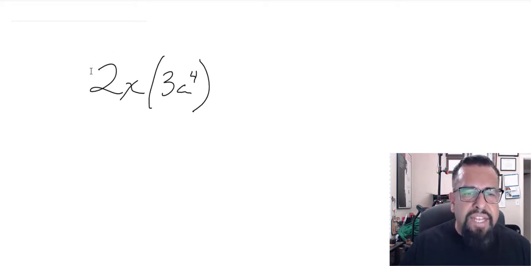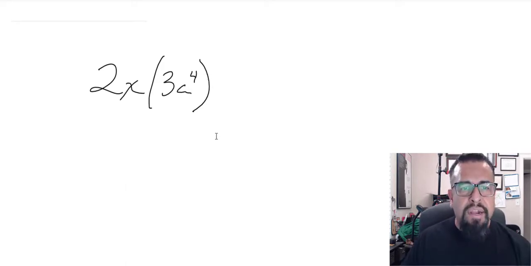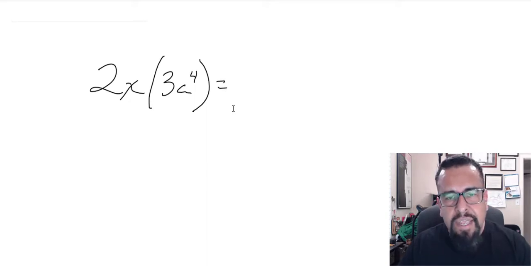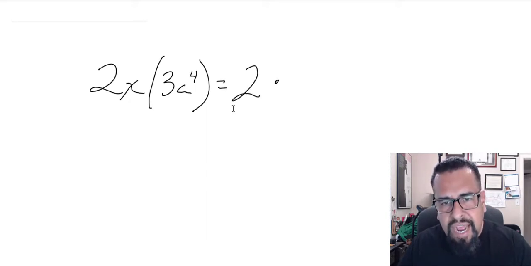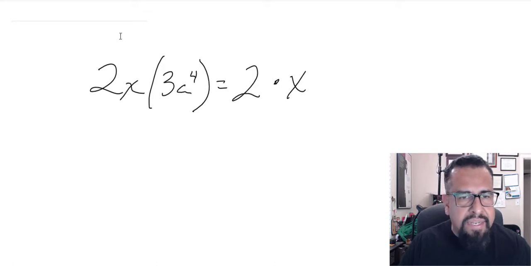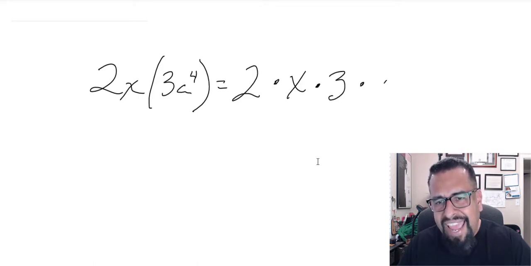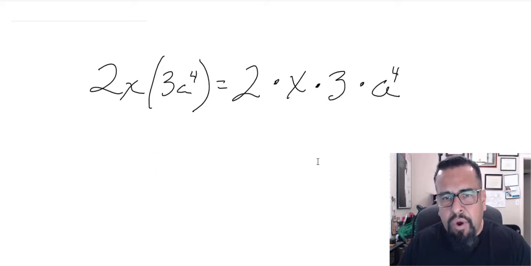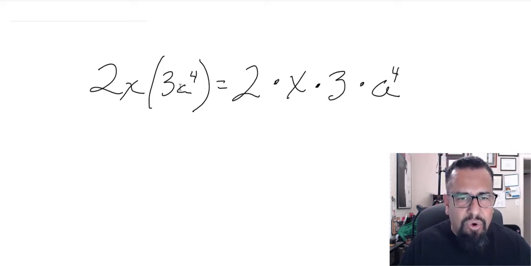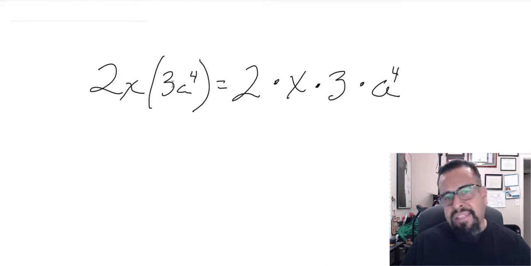So here we got 2x times 3 times a to the power of 4, right? Now, what do we have here? Let's break it open so we can understand. We have 2 times x, right? That's the first part here. And then right here, what do we really have? We have this being multiplied times 3 times a to the power of 4. Notice that a is the only one to the power of 4, not the 3. The 3 is just by itself.